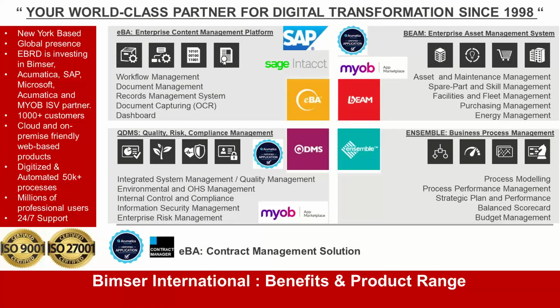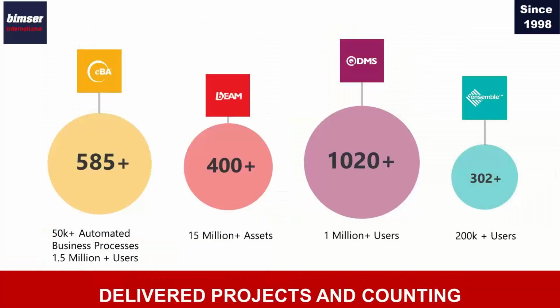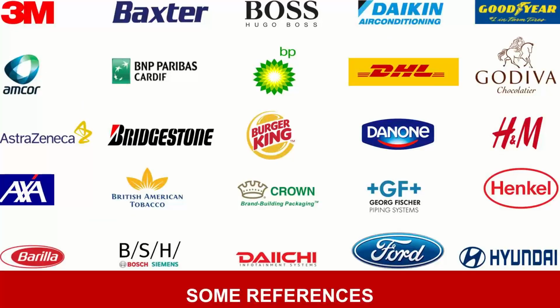Since 1998, we focus on these 4 products, and that's our specialty. We have EBA, our workflow and document management platform. We have BIM, our asset maintenance, energy and facility management software. We have QDMS, our quality risk, audit and compliance management software, and we have Ensemble, intelligent business process modeling and performance management software. We have been delivering many different projects since 1998, and more projects are going live every single month.